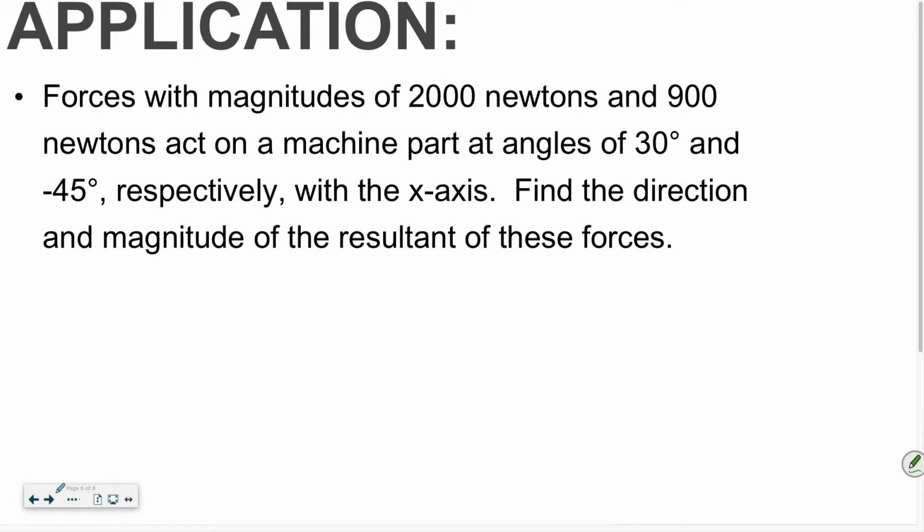So we have forces with magnitude 2,000 newtons and 900 newtons that are acting on a machine part at angles of 30 and negative 45 respectively. So that means the force with 2,000 newtons has an angle of 30, and the force of 900 newtons has an angle of negative 45. Okay? Find the direction and magnitude of the resultant of these forces.